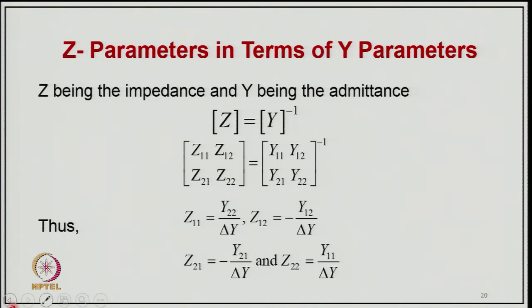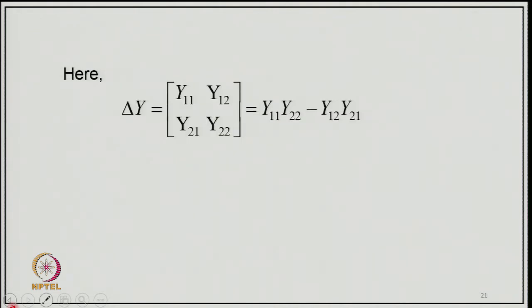from which we get Z11 equal to y22 divided by delta y, Z12 equal to minus y12 upon delta y, Z21 equal to minus y21 upon delta y, and Z22 equal to y11 divided by delta y, where of course delta y is the determinant of this matrix, that is y11 into y22 minus y12 into y21. So, that is the determinant of this matrix.